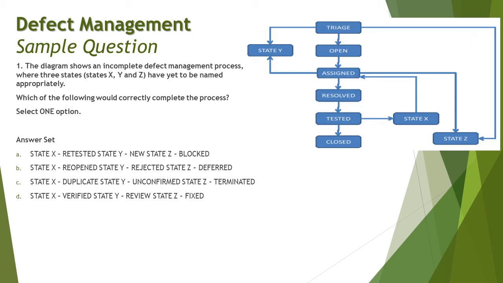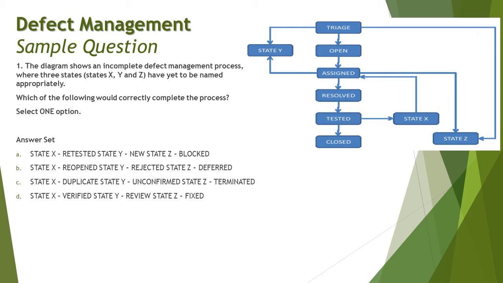So let's look at the question here. The diagram shows an incomplete defect management process where 3 states, that is state X, Y, and Z, have yet to be named appropriately. Which of the following would completely or correctly complete the process? Select one option. In that, first of all, you may not have to look at the options. There's a very well defined approach to make use of, and here you can start recalling your knowledge about the defect tracking journey and pick the right answers right there itself.